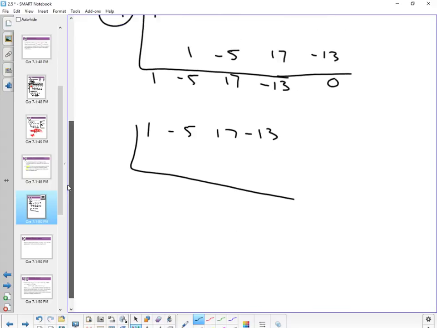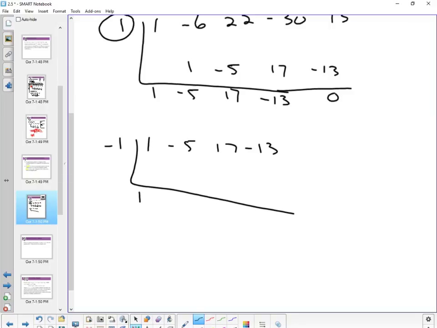What'd you guys try next? Negative 1. Did it work? No. Negative 1 didn't work? Nope. So we got 1, negative 1, negative 6, 6, 23, and then you've got negative 23, and that didn't work? So negative 1 is bad. And then you guys tried 13, and 13 didn't work? 13 did not work. So that's 1, 13, 8, big number. Big positive, not going to work. And then the negative didn't work either, right?